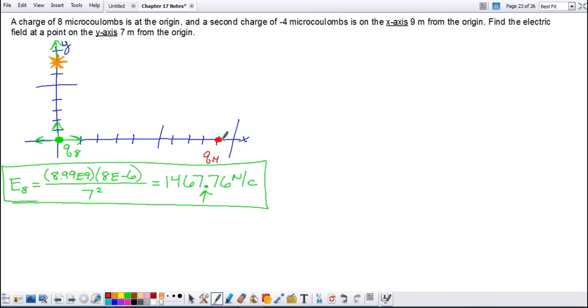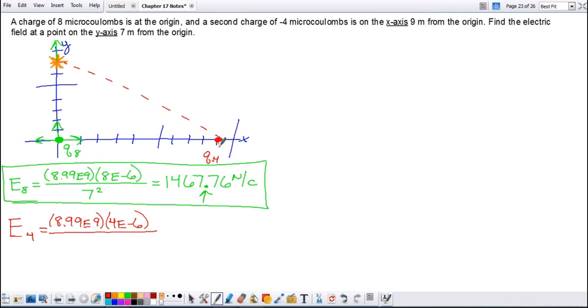Next we're going to find the electric field at this point due to the -4 microcoulomb charge. The electric field due to the 4 microcoulomb charge is again Coulomb's constant, 8.99 times 10 to the 9th, times the charge, and we leave the negative out because that's just going to tell us direction later, so 4 microcoulombs, 4 times 10 to the -6, divided by the distance squared. We need to find the distance here.